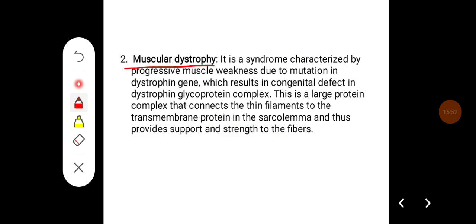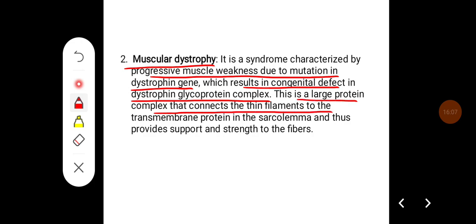Muscular dystrophy. It is a syndrome characterized by progressive muscle weakness due to the mutation in the dystrophin gene, which results in a congenital defect in the dystrophin glycoprotein complex. This is a large protein complex that connects the thin filaments to the transmembrane protein in the sarcolemma and thus provides support and strength to the muscle fibers.